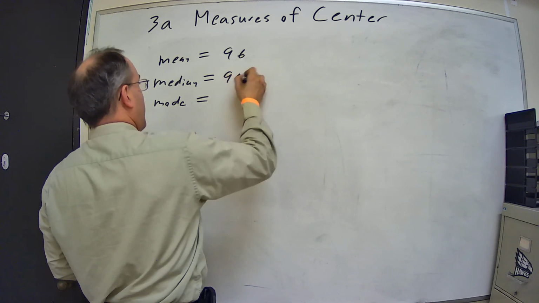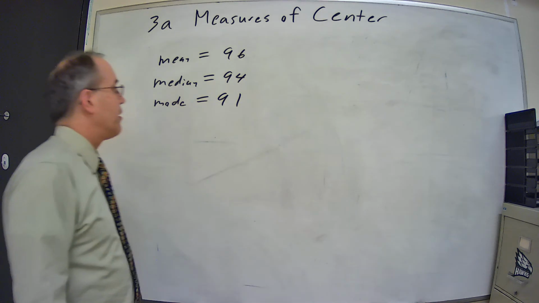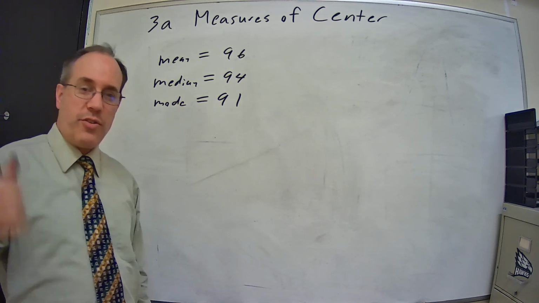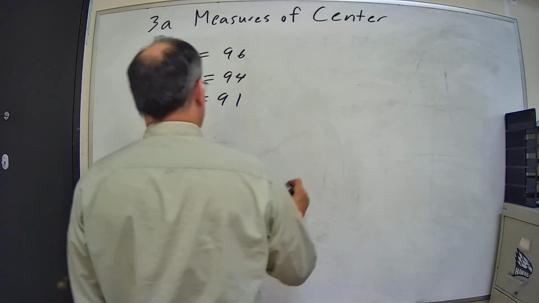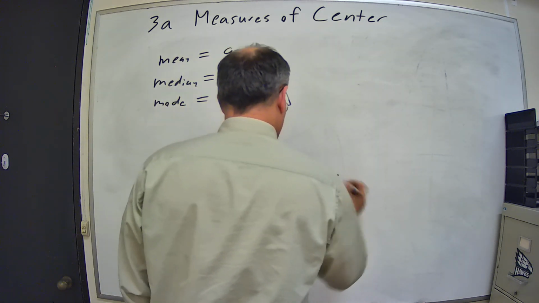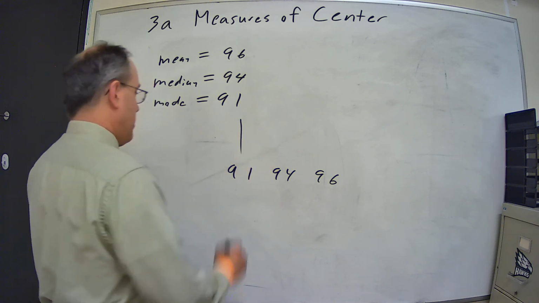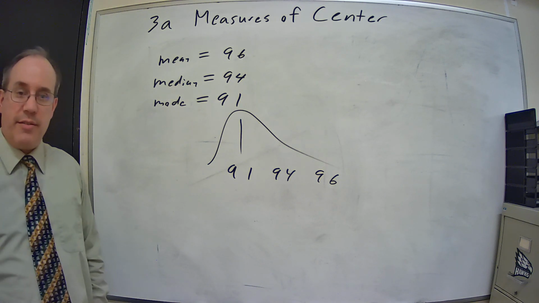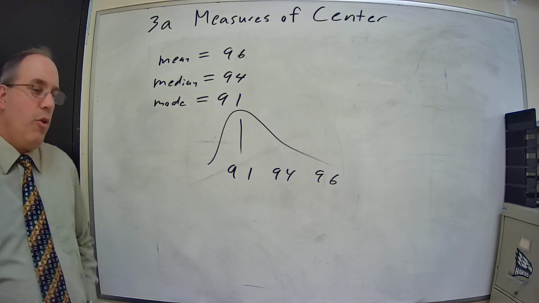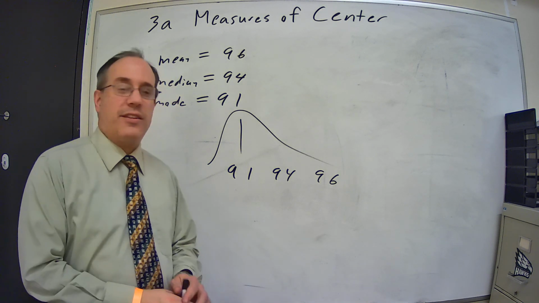Mean 96, median 94, mode 91. Well, we know it's not symmetric, we know it's not uniform, so we put it in numerical order, 91, 94, 96. The mode is 91. We come up and swing across, skewed right. Works every single time. And that's dealing with measures of center.